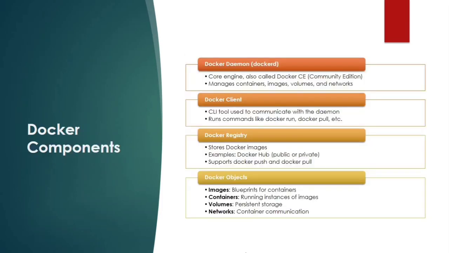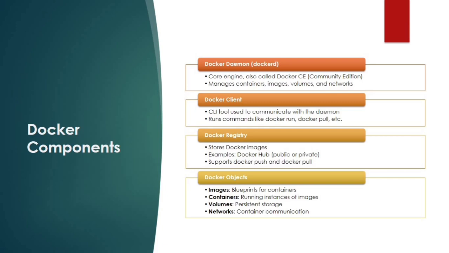Next, let's discuss the key Docker components. The first one is the Docker daemon, which is dockerd, also known as Docker Engine, which runs in the background and manages containers, images, networks, and volumes. Another one is the Docker client, which is the command line interface, the CLI, to interact with the Docker engine. You can run commands like docker build, docker run, docker pull, docker push. All these commands we will discuss in the upcoming lectures.